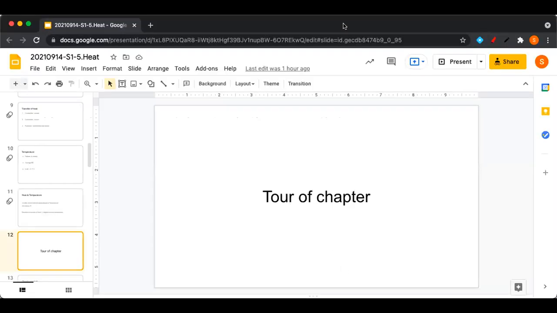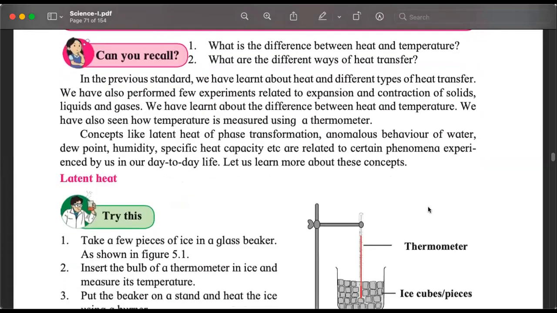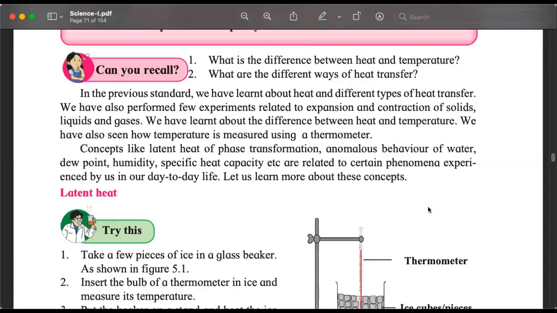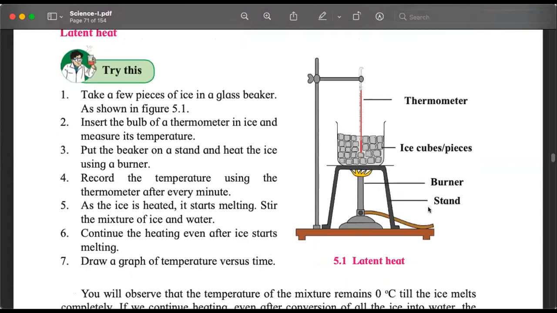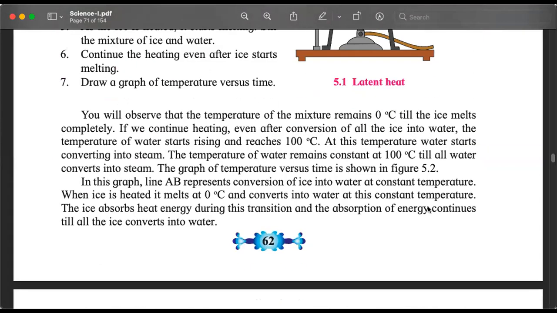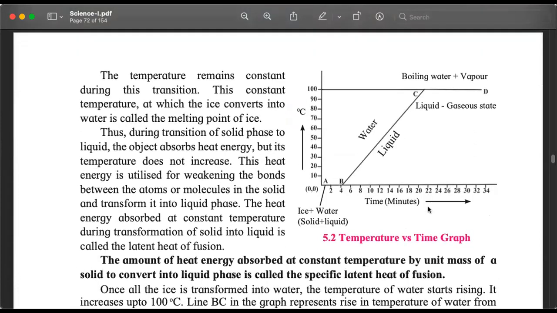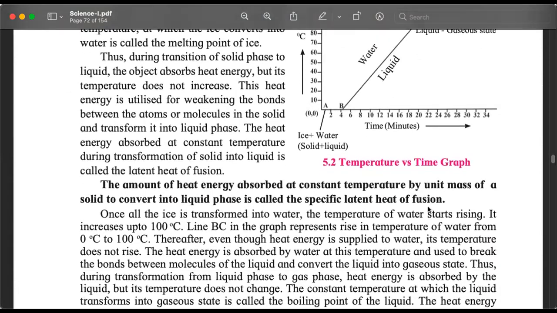Let me open the textbook for you. The chapter starts on page number 62. It starts with the questions about heat and temperature and transfer of it. We have covered that. Then the first topic that we will study is latent heat. We have already discussed that, this is what we will study today. Oh, such an interesting graph. Yes, there are line graphs in this chapter.